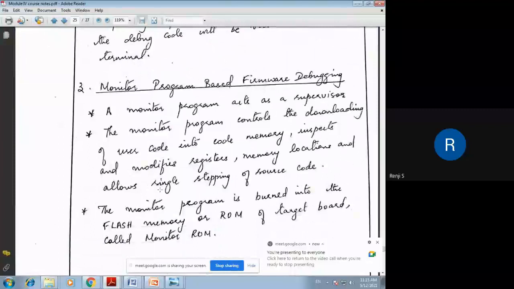That is, there will be a monitor program, it acts as a supervisor, and this program will control the user code. Controlling the user code means it will inspect and modify the register contents, the memory locations, etc. It also allows stepping of your source code. That is, it helps to stop at a particular moment and then check the values. So it is this program that controls the entire execution flow of the firmware.